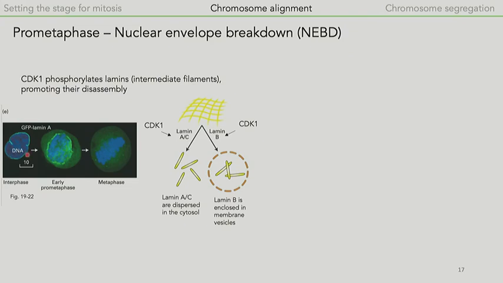And you can see that here. So this is immunofluorescence, right? We're looking at reporters for lamin A protein and for DNA. And you can see that lamin A nicely marks the nuclear envelope in interphase. But as the cell is going into prometaphase and metaphase, this lamin A becomes kind of diffuse. So that means the lamin A is being disassembled, right? And by the time the cell is going to try to align the chromosomes, that nuclear envelope has been completely broken down.